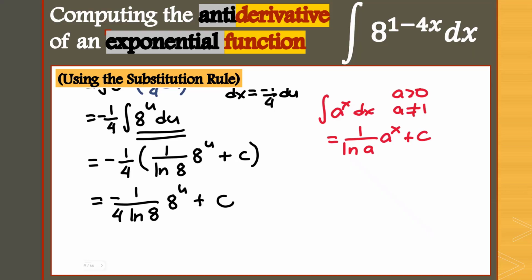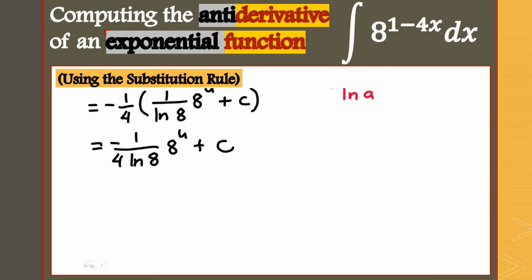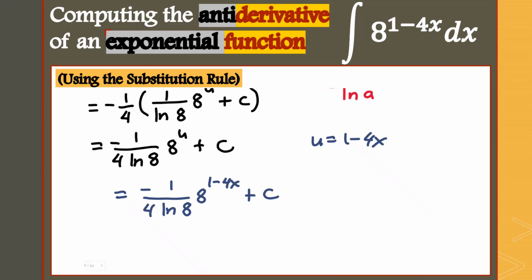But u is still here, and u is not originally given. We use the original form of the expression, 1 minus 4x. So you will have the result, which is -1/4 times the natural logarithm of 8 times 8 to the power of u, which is 1 minus 4x, so 8 to the power of 1 minus 4x, then plus c. This is now the result for this specific item.